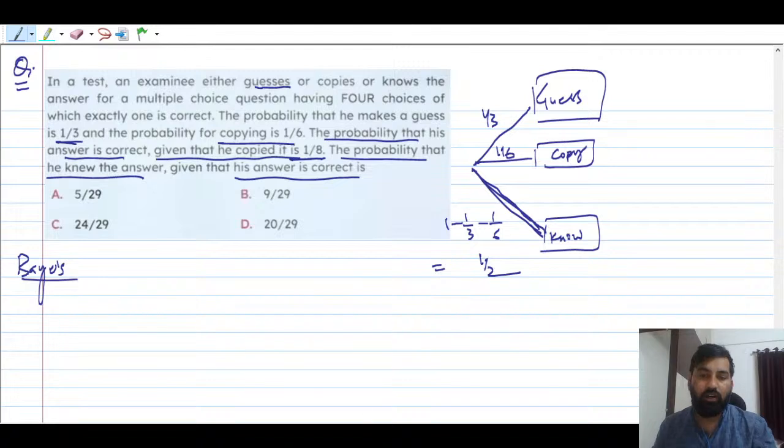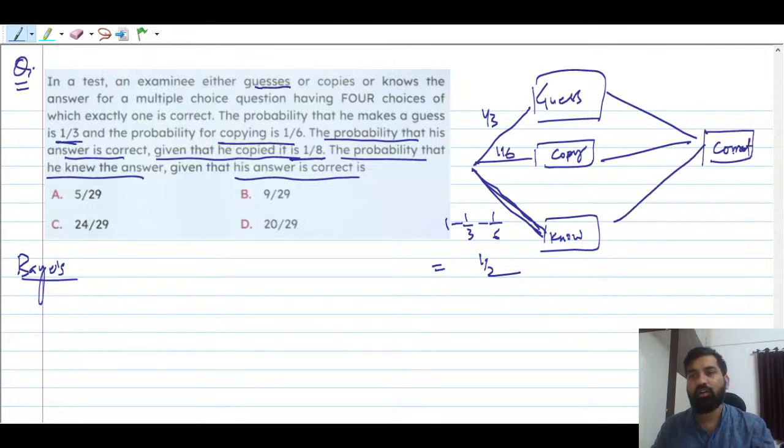Now they have said that the answer should be correct. So here, correct answer. What will be the probability of a correct answer if you are guessing? See, one probability they have already mentioned: the probability that his answer is correct given that he copied. That is a conditional probability, 1 by 8, which is given. If you know the answer, what is the probability of getting the correct answer? That is 1 only.